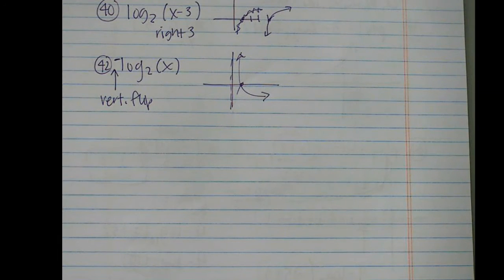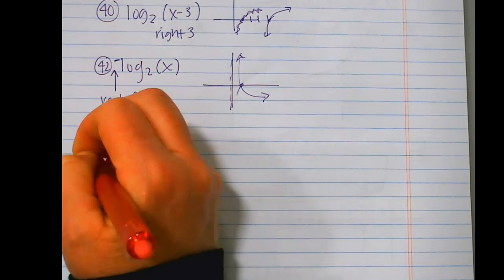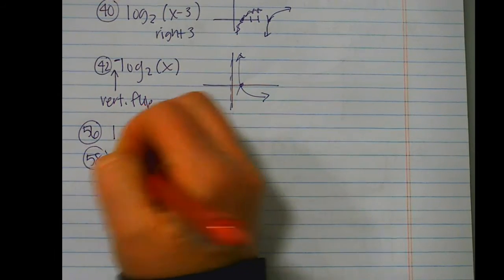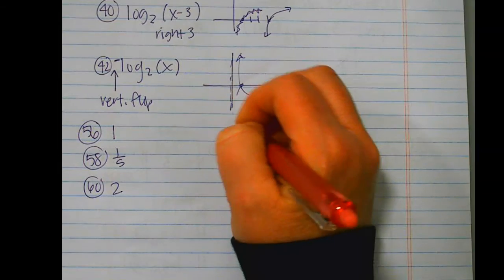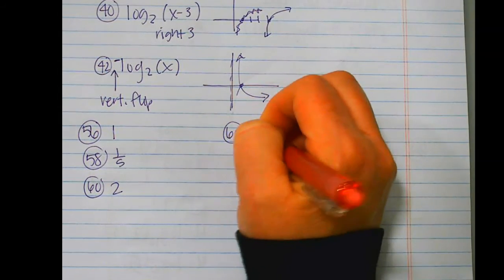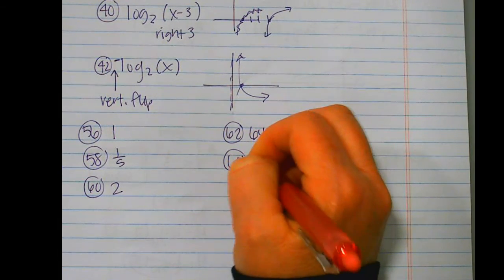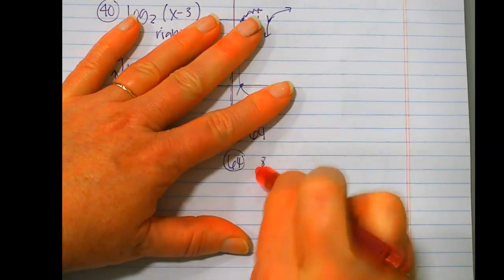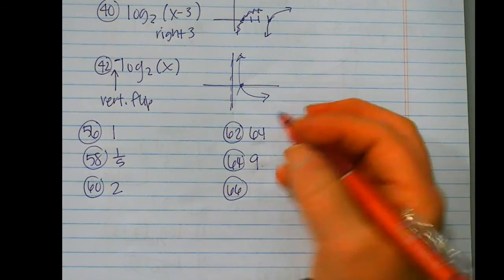So these were working out numbers. Oh, it started with 56, didn't it? 56 is 1 when you're checking your work. 58 is 1/5. 60 is 2. 62 is 64. 64, well, that's convenient. They've been matching up. 64 is 1/8. Oh, I lied. 64 is 9. 66, negative 1/2.